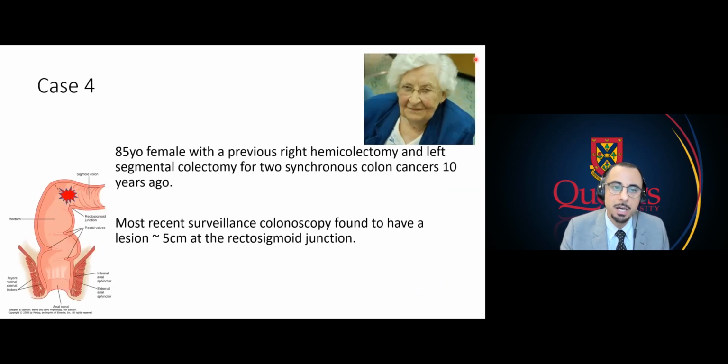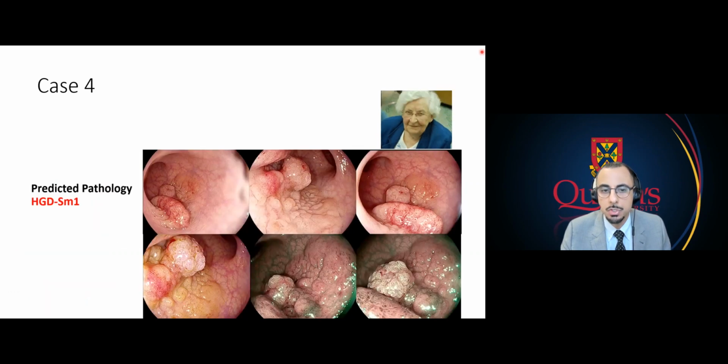So this last case was an 85-year-old lady with a previous right hemicolectomy and a left segmental colectomy for 2 synchronous colon cancers about 10 years ago. On surveillance endoscopy, she was found to have this lesion over here, just at the rectosigmoid junction. And this just shows it to you here, again, in different lights. But based on our examination, we thought this would be, again, a superficial carcinoma rather than a deeply invasive carcinoma.